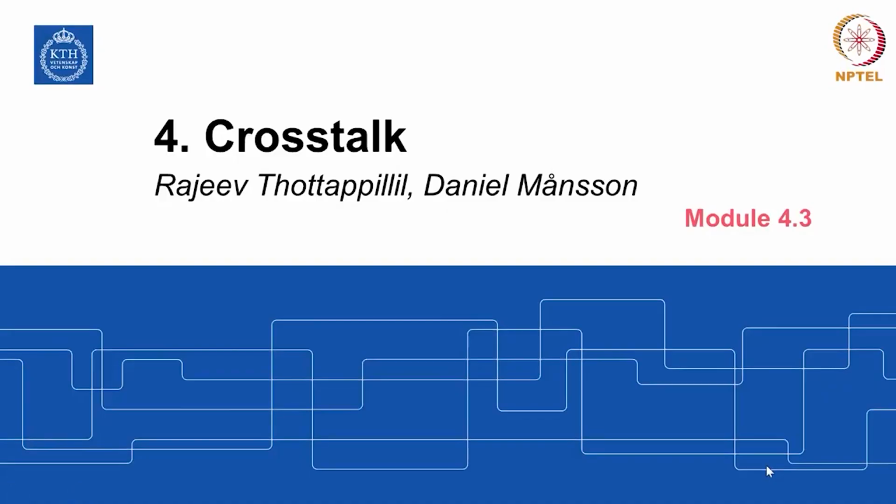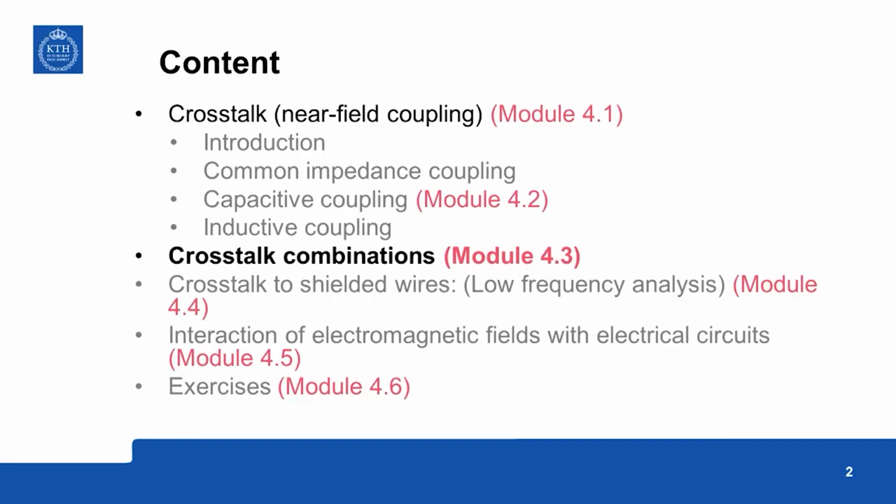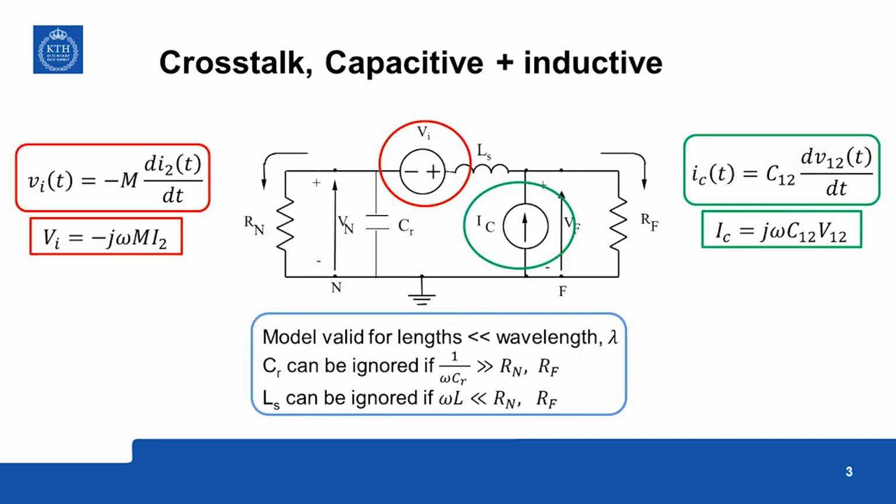Crosstalk or near field coupling, module 4.3. In this module, we consider crosstalk combination, that is a combination of capacitive coupling, inductive coupling and common impedance coupling. So what is shown here is the equivalent circuit or the model for capacitive and inductive coupling combined into one.